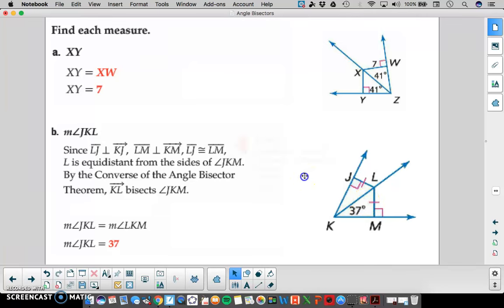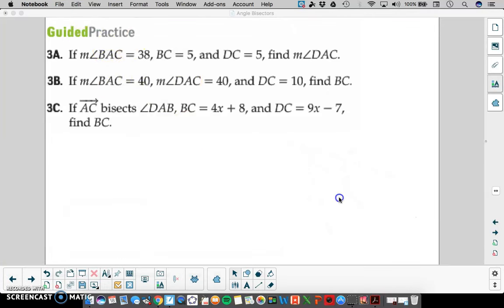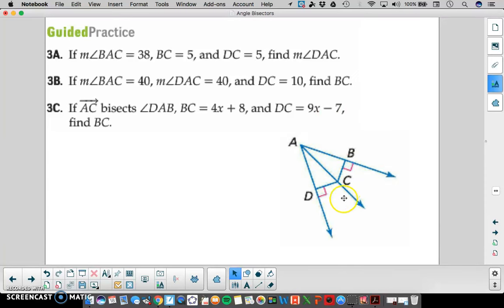Now, it's important to note, for this part here, only that JL and LM are congruent is not enough information to conclude that that's an angle bisector. We have to know that those distances are the true distances to the sides of the angle. So we have to know that those are the perpendicular distances. So it's not just enough to know they're congruent. We have to know that they're congruent and perpendicular. These three examples, I want you to try on your own. The picture for these three examples are angle BAD with AC between those two rays.